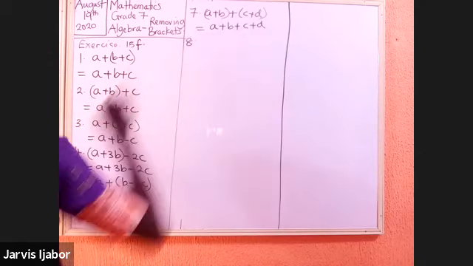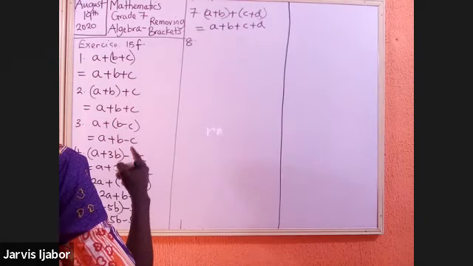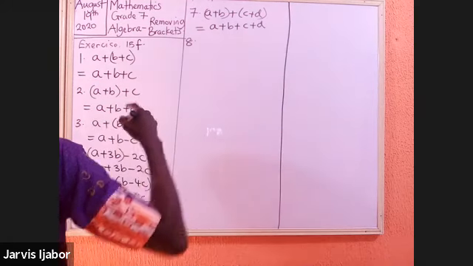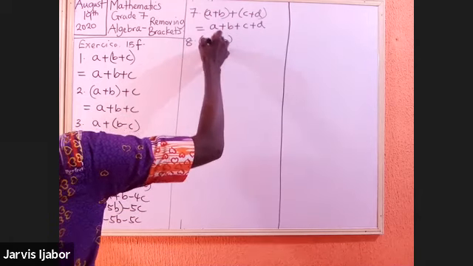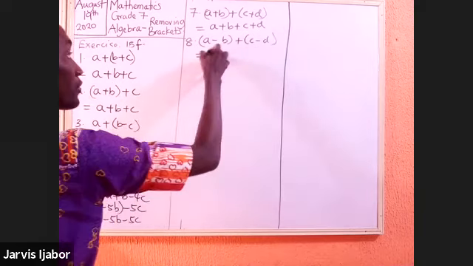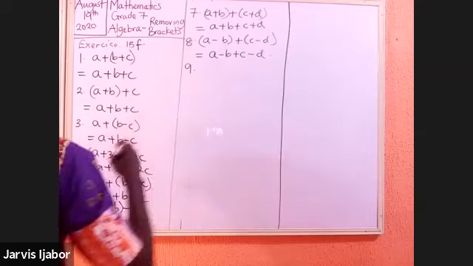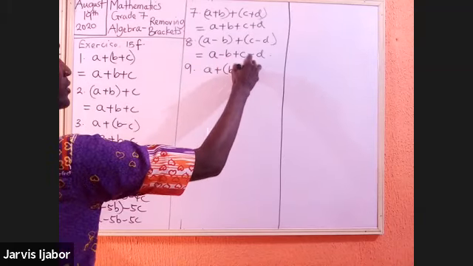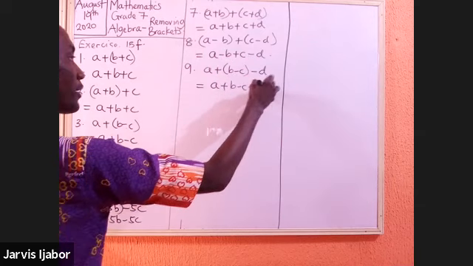I don't want you to say, but these ones are so cheap. Yes, they're so cheap, but you really need to be observant to where we are heading to. A minus B plus C minus D. And that will give you A minus B plus C minus D. Question 9 is what? A plus B minus C minus D. This will be A plus B minus C minus D.